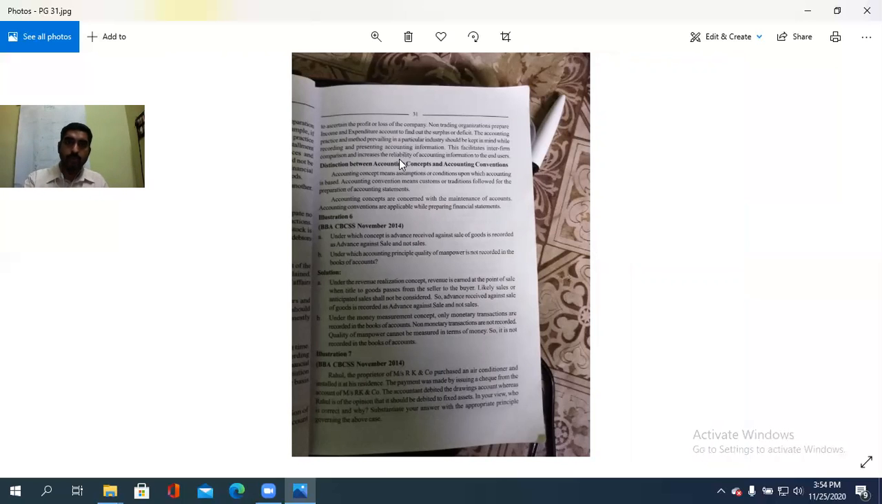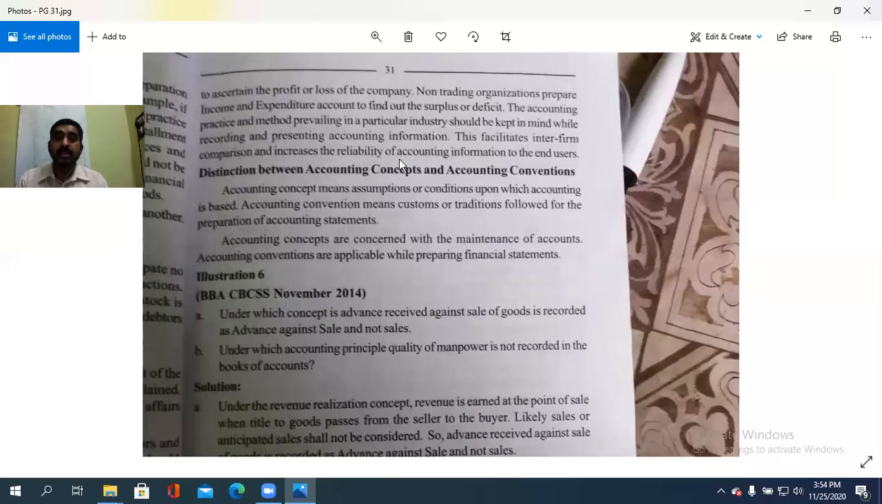And now we are going to check the difference between concepts and conventions. Concept means assumption or condition upon which accounting is based, while convention means customs or traditions followed for the preparation of accounting statements. So the financial statement needs to be prepared based on the traditions prevailing in previous years or in history. That is the convention. While concept means the condition on which the accounting is based, like the double entry principle or dual aspect concept. Based on that, the accounting is working.